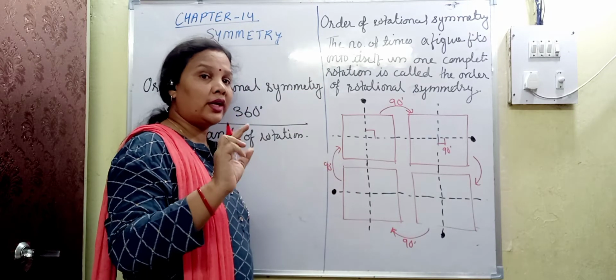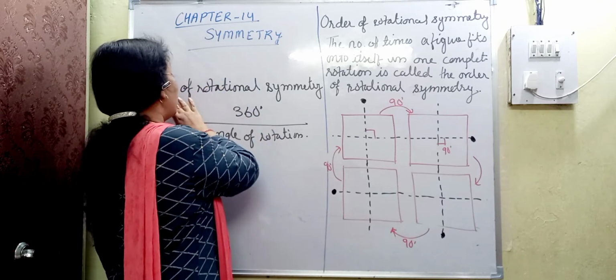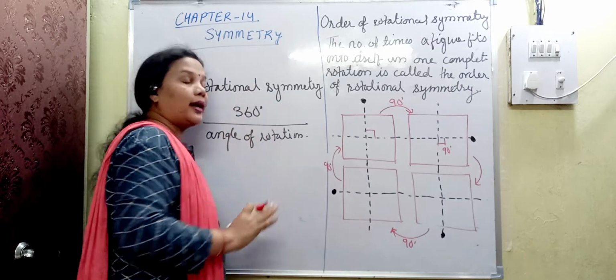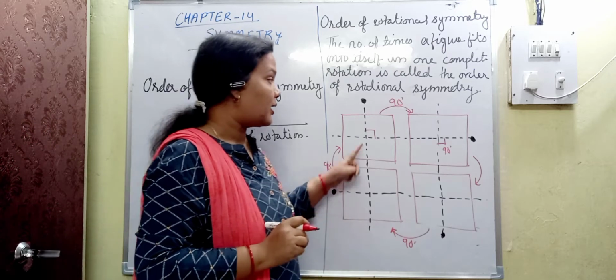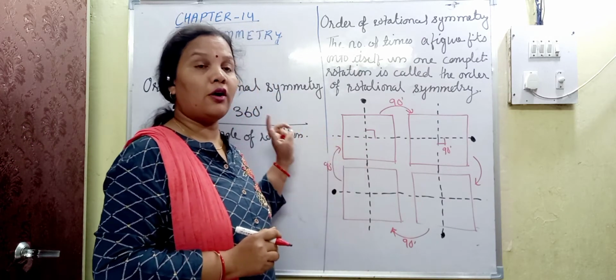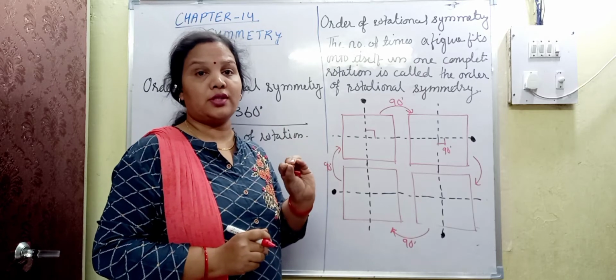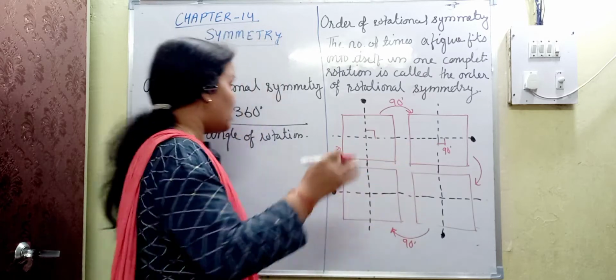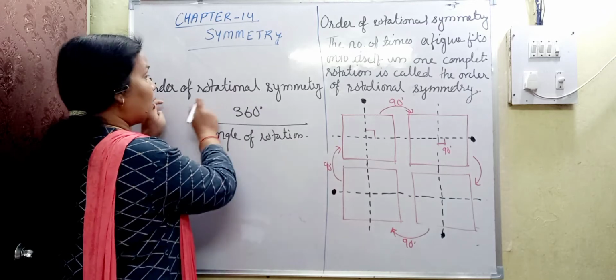Okay, so this is known as order of rotational symmetry. Here there is a relationship between order of rotational symmetry and angle of rotation. Here you can see that the angle of rotation is 90 degrees. So how would you find out the value of order of rotational symmetry? By using these things, right? So you can easily find out the order of rotational symmetry.